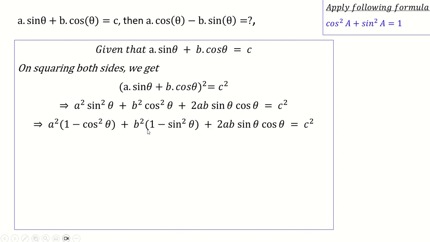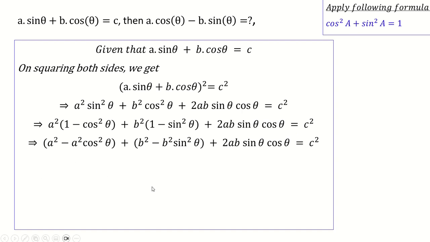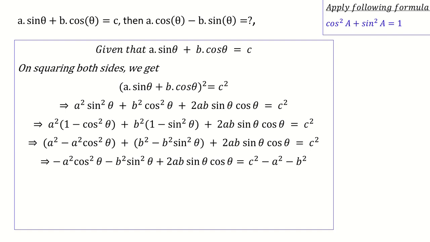The squares I can replace, right? So a square into 1 minus cos square theta plus b square into 1 minus sin square theta plus 2ab sin theta cos theta equal to c square. Now I just take the values inside and simplify more. What I will get is minus a square cos square theta minus b square sin square theta plus 2ab sin theta cos theta equal to c square minus a square minus b square. So apply the negative on both sides. What you get is this.